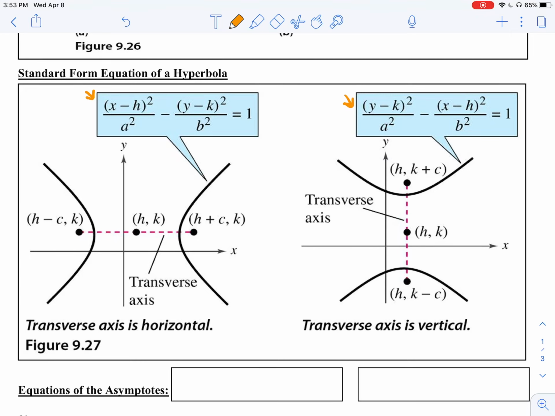So let's actually write that. The fact that our positive term, which term is positive, determines the direction of our opening.